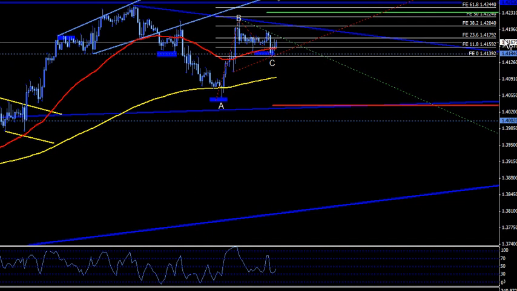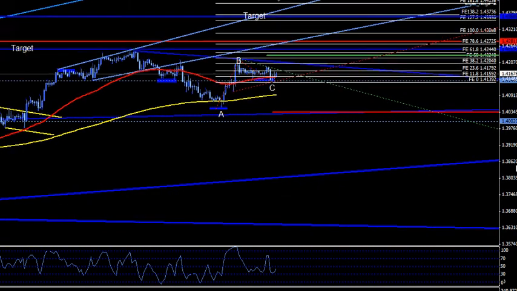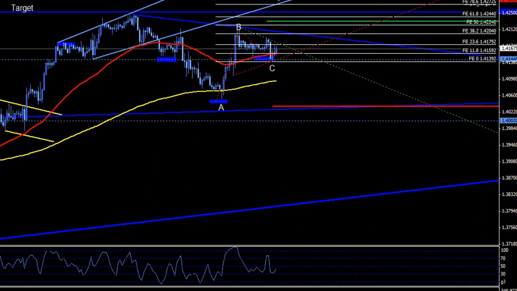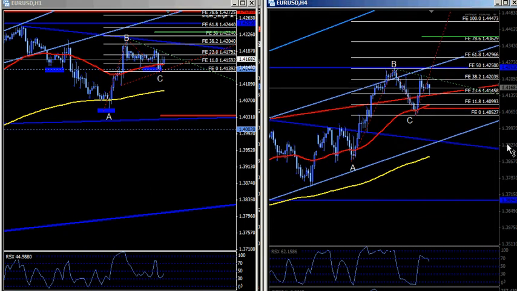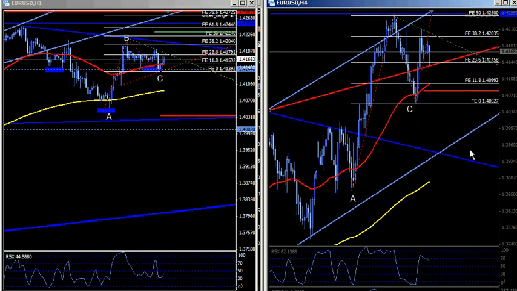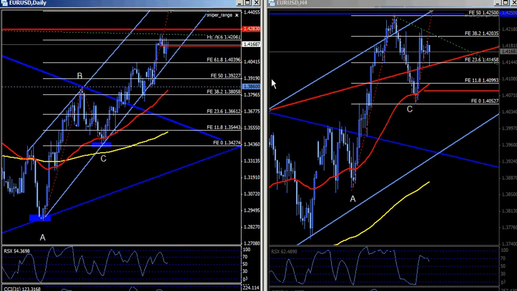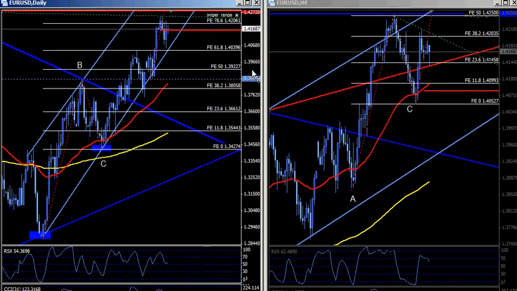The inverse target is 43.66. The 4-hour AB equals CD is 44.47, and the daily AB equals CD is 44.18. So those are our targets that we want to work towards, and we're going to do that by trading the ABC longs on the smaller time frames, which my entry was last night for this long that I'm currently in off of the 1-hour chart.